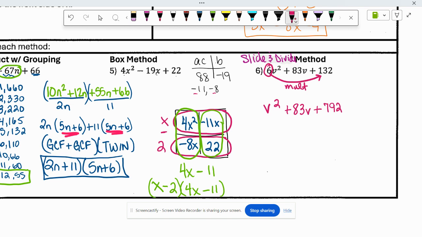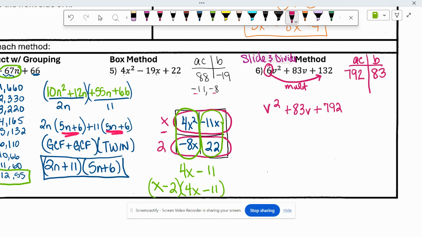Yes, ma'am. So now I'm going to do my A times C adds up to B. So two numbers that multiply together to give me 792 that add up to 83. You got to get your calculator out. Y equals 792 divided by x.